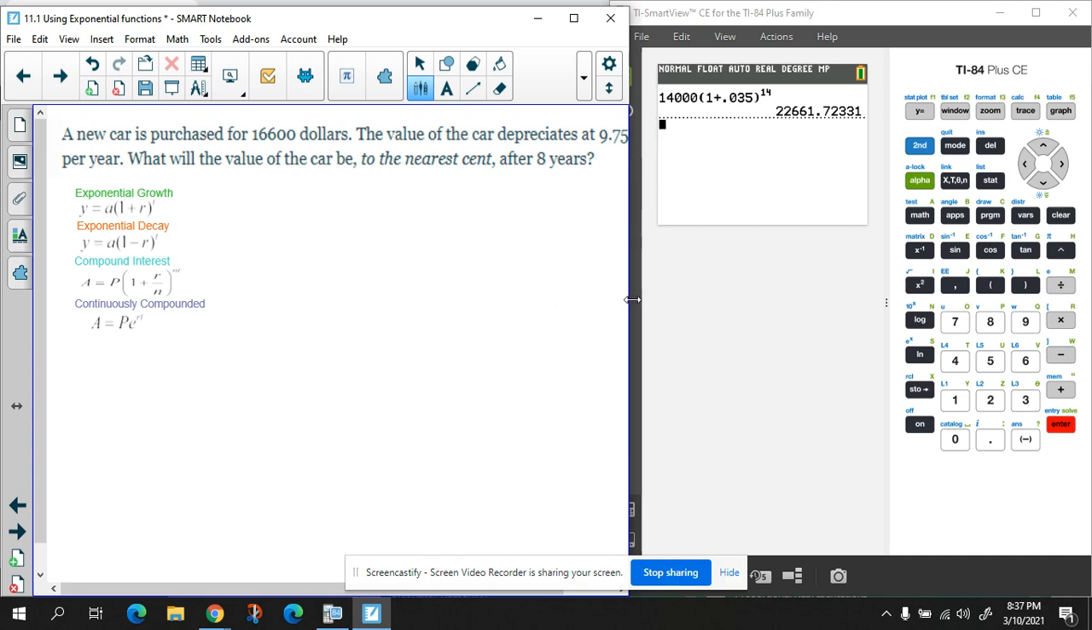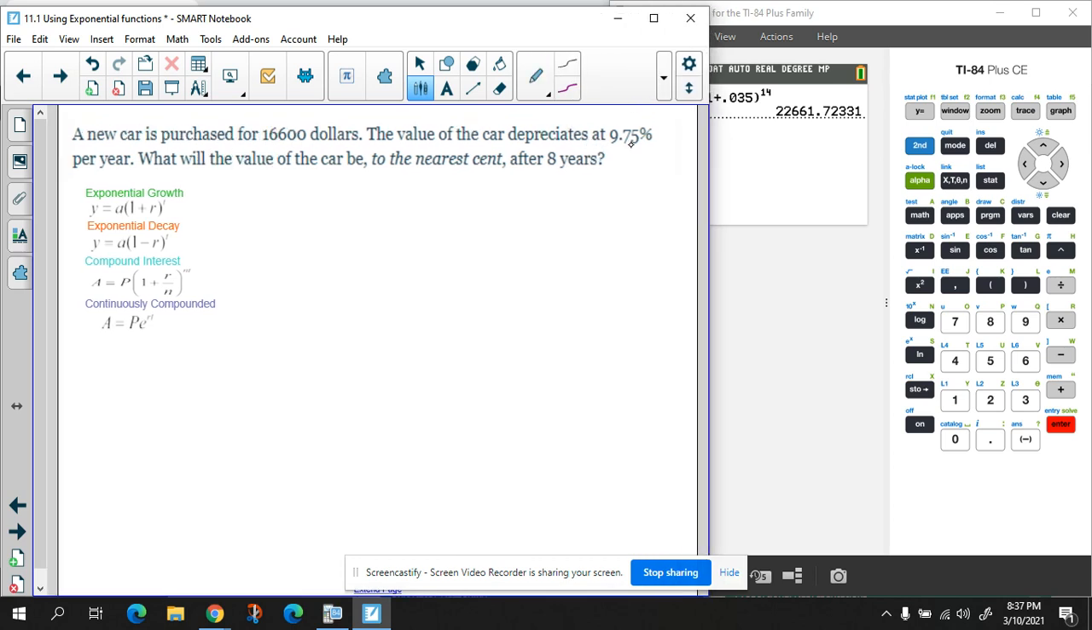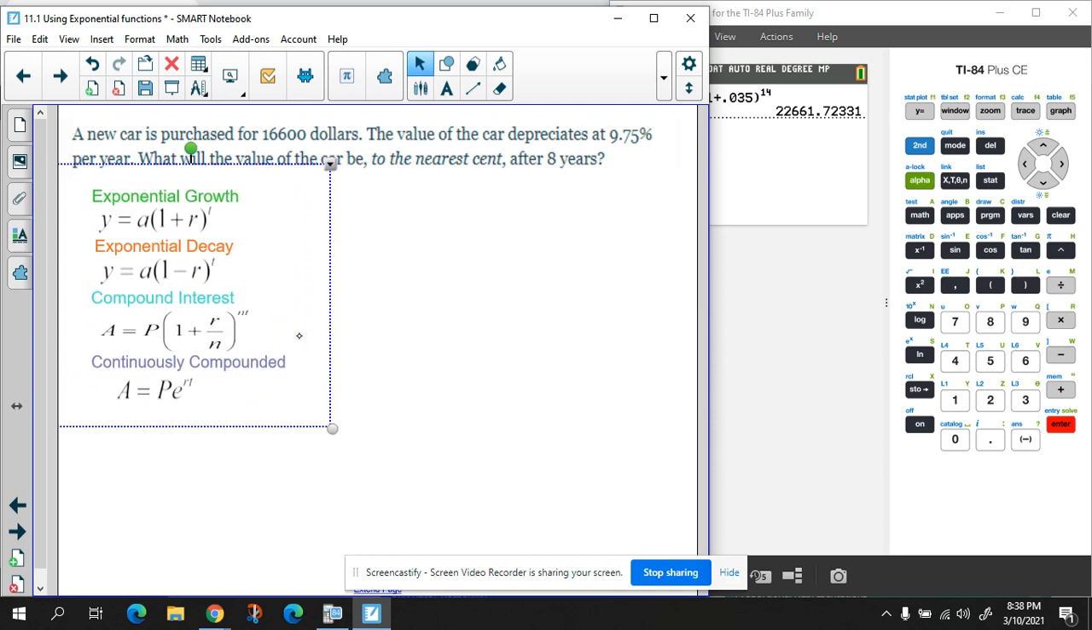A new car purchased at $16,600. Our value of our car is going to depreciate at 9.75% per year. What will be the value of the car to the nearest cent after 8 years go by? Choose from one of your 4 formulas. This one says that the car depreciates in value, goes down in value. So that one's going to be our exponential decay formula. So we'll use the second one.